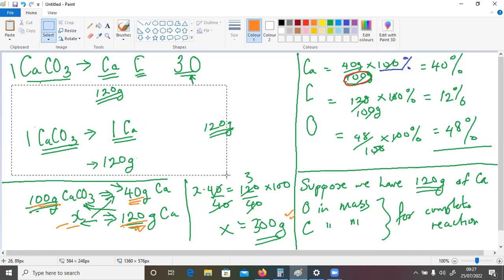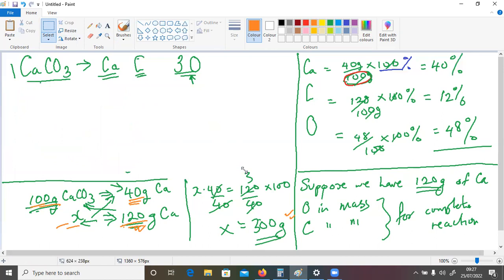the relative compositions, or percentage compositions, of the rest of the items. What am I saying? If I now look at something like carbon, I know carbon is 12%. So I'll do 12% of 300 grams, and this one will give me 36 grams. So if I have 300 grams of calcium carbonate, it must give me 36 grams of carbon.